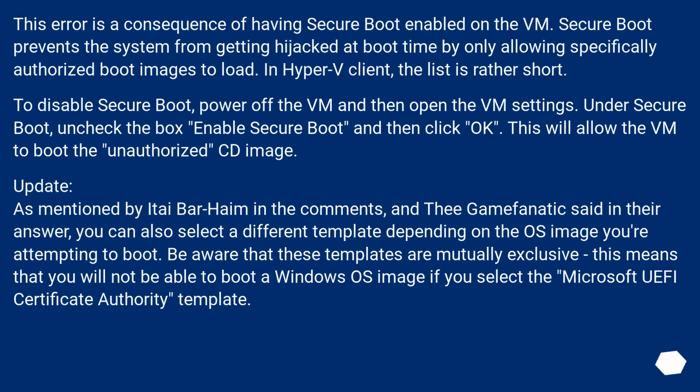To disable Secure Boot, power off the VM and then open the VM settings. Under Secure Boot, uncheck the box Enable Secure Boot and then click OK. This will allow the VM to boot the unauthorized CD image.